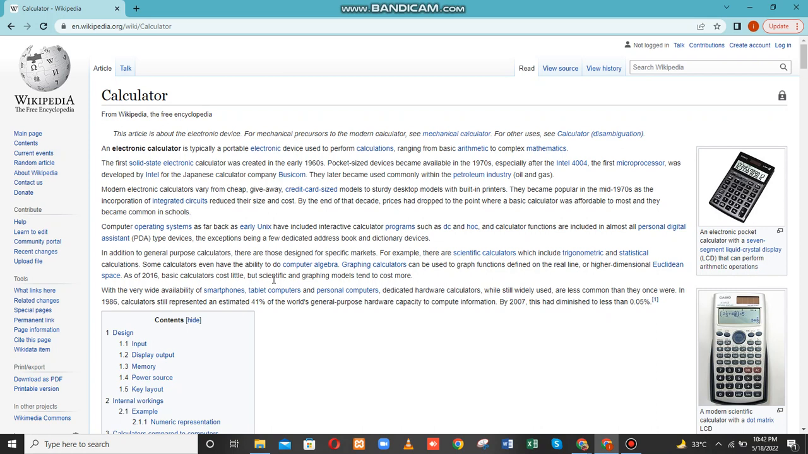The first solid state electronic calculator was created in the early 1960s. Pocket-sized devices became available in the 1970s, especially after the Intel 4004, the first microprocessor, which was developed by Intel for the Japanese calculator company Busicom. They later became used commonly within the petroleum industry, oil and gas.